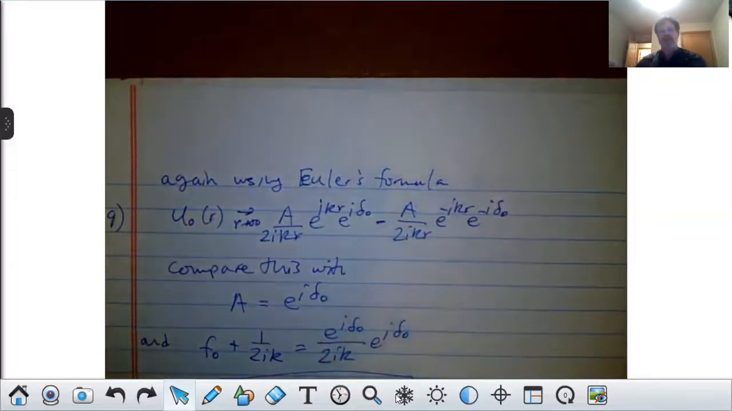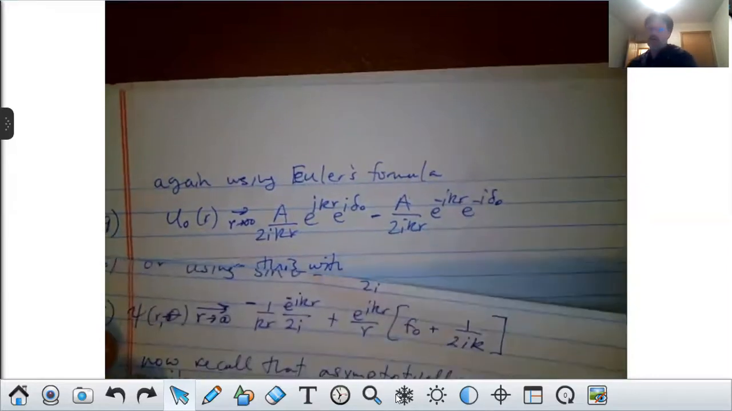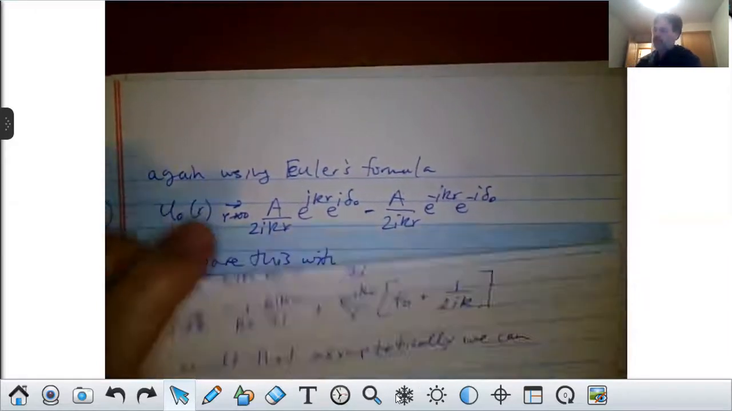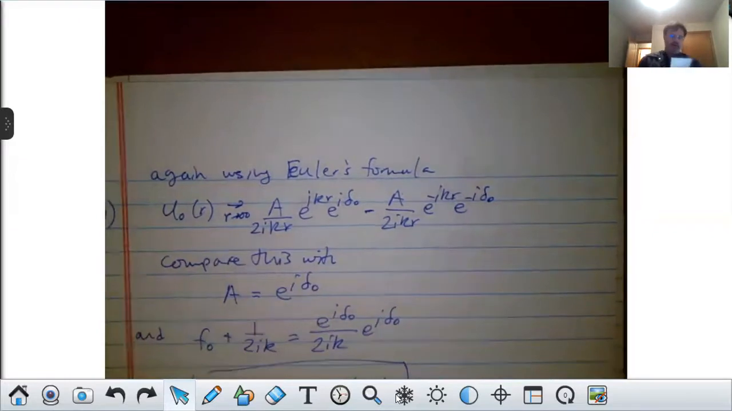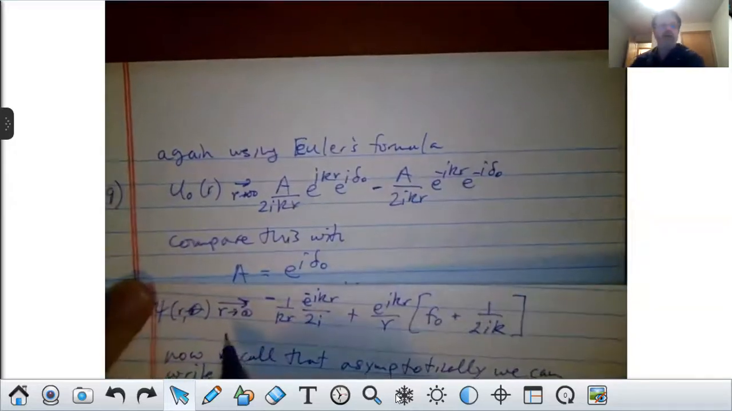Okay, now let us compare this equation 9 to our equation 7 that we had written down from the scattering amplitude form of the asymptotic wave function, right? So I didn't hold my paper quite right there, but let's do that again here. Hopefully you can see, right? I'm comparing.